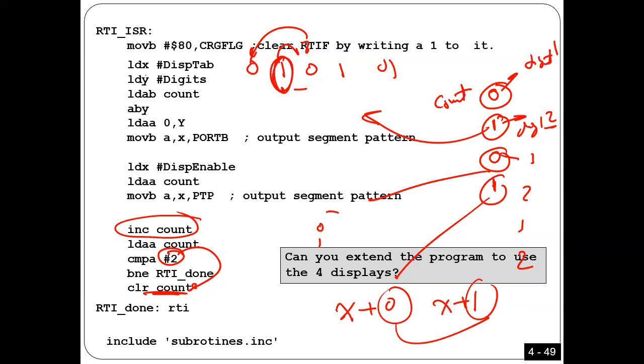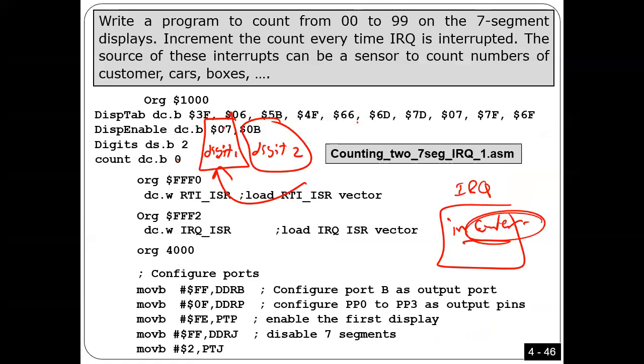So let me ask again. Why did I use the count here? Simply because here, in one interrupt, I have to take these two values. Next interrupt, I have to take these two values. Okay? So count is gonna help me. Here, X is gonna point at the first location and then I'm gonna add count. So that's why count has to be 0, 1, 0, 1.